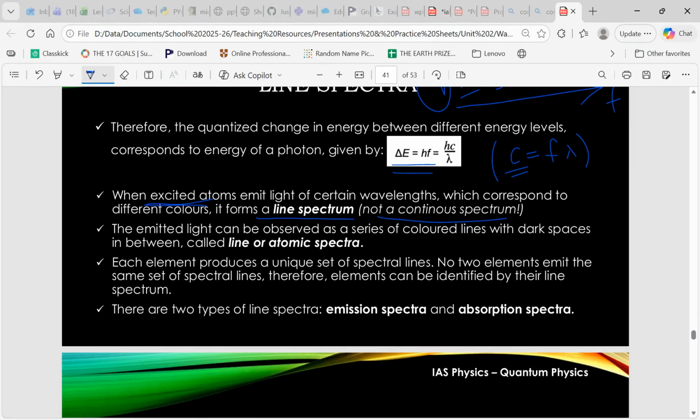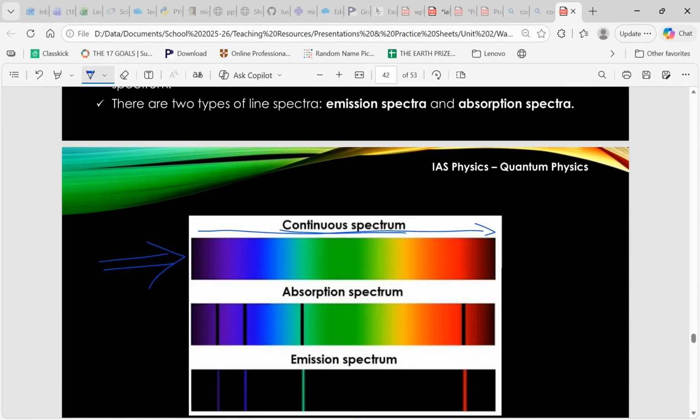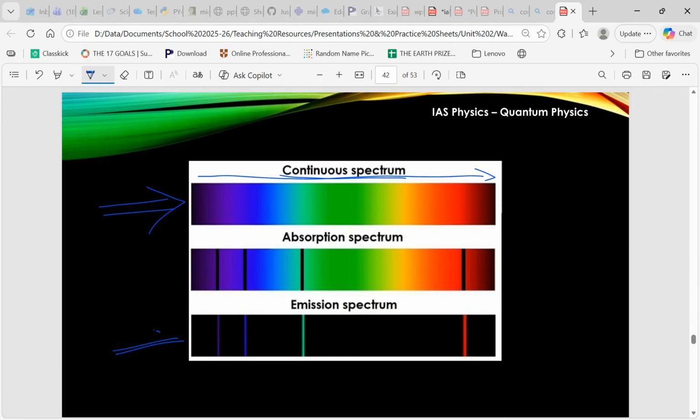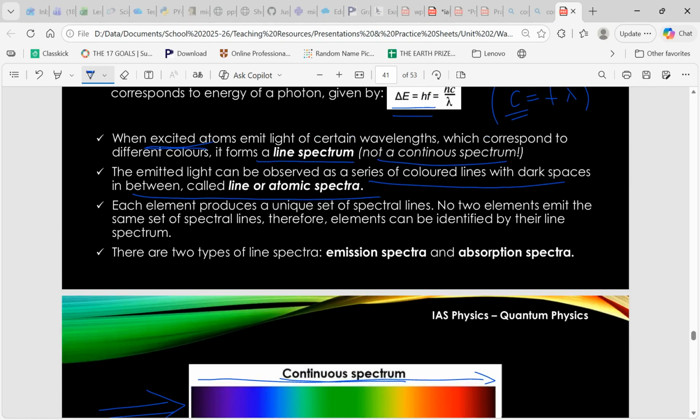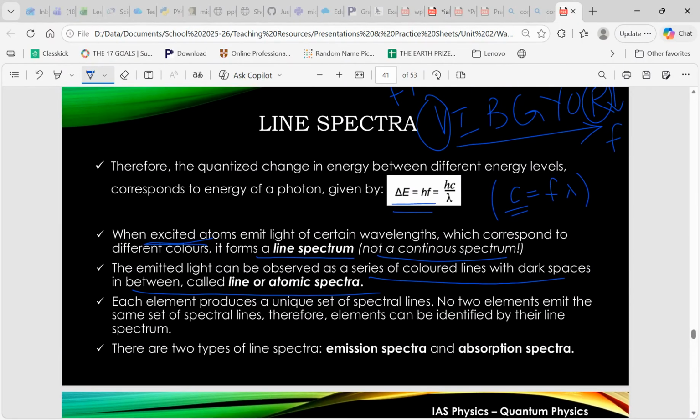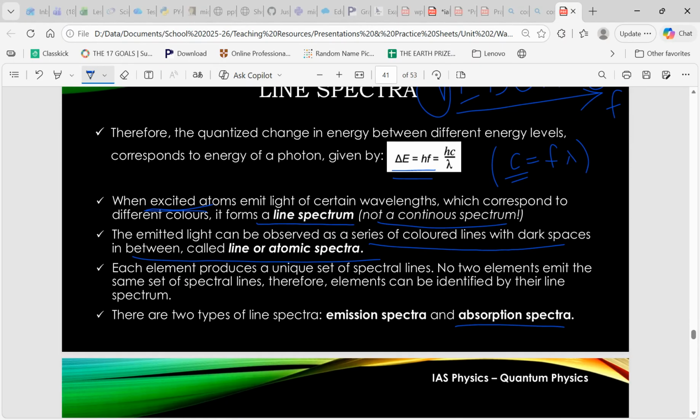The emitted light can be observed as a series of colored lines with dark spaces between. The kind of spectrum we are talking about is the emission spectrum, which is a discrete spectrum, a line spectrum, not a continuous spectrum. Similarly, when the opposite happens, which means electrons get excited from a lower to a higher state, they will be absorbing photons, and the photons they need to absorb will always be of certain frequencies again. Therefore, the absorption spectrum will always be a line spectrum. So basically, there are two types of spectrum associated with each type of atom or each element or each material: one emission spectrum, one absorption spectrum.